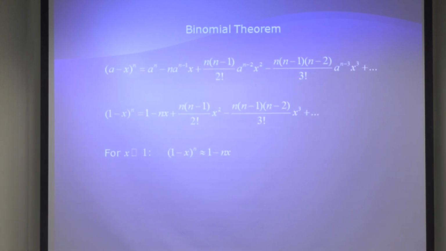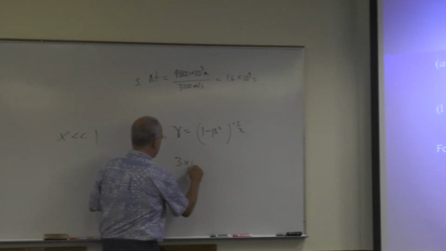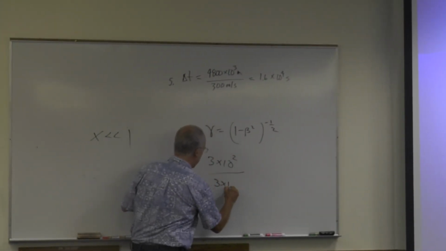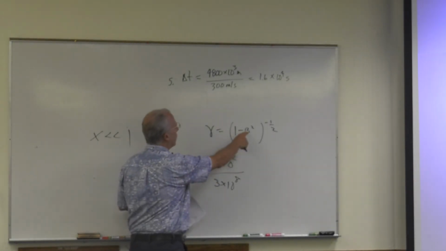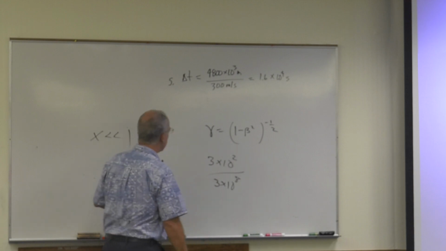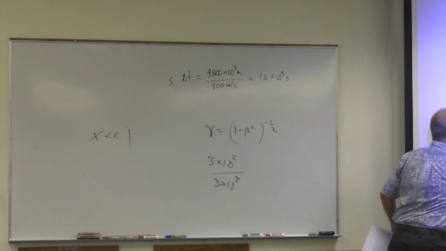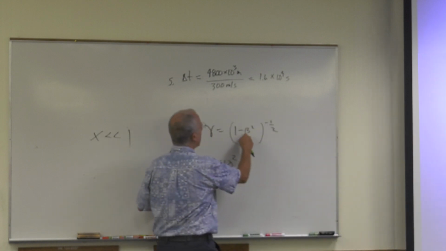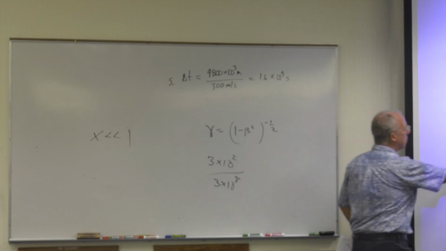Okay? So look, we know that beta, remember, is 3 times 10 to the 2nd over 3 times 10 to the 8th, which is super small, right? If you square a super small number, you get a super, super, super small number. So all I'm saying is the x here is beta squared. This beta squared is tons less than 1. So we're going to use this approximation.